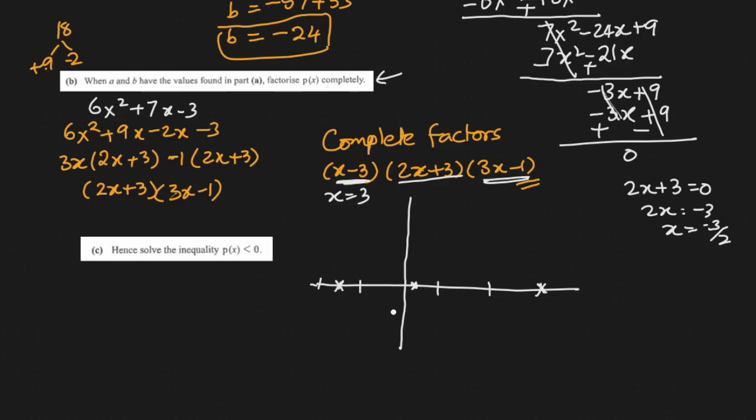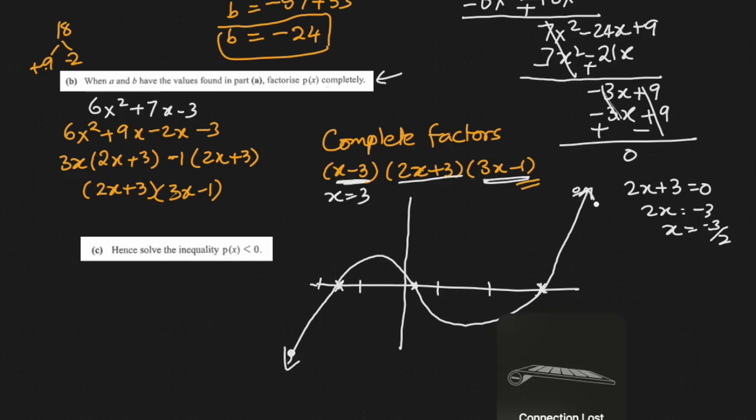Now, how will the graph look like? Because it's a cubic function, it will start from negative and go to positive. So our graph will be passing through this, coming back here, passing through this. This is how the graph will look like. It goes through these 3 x-intercepts, starts from negative and goes into positive.